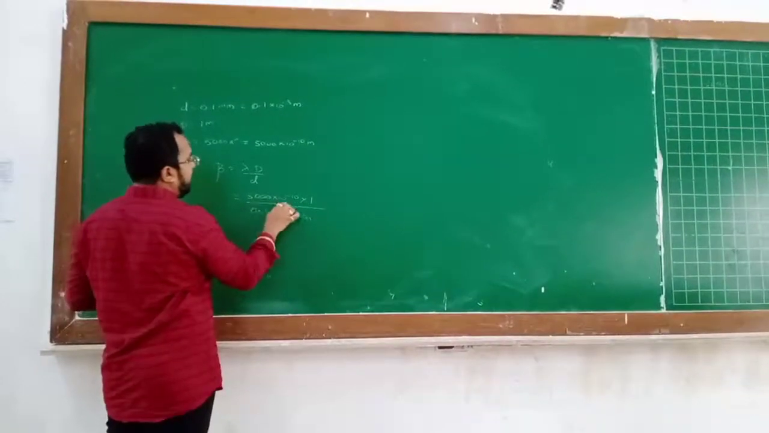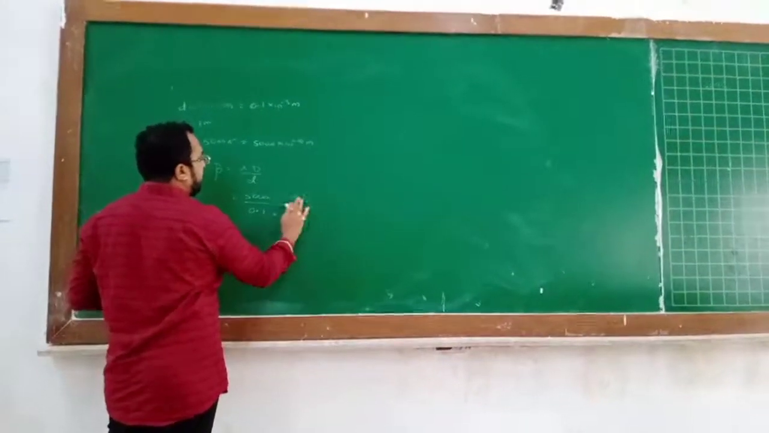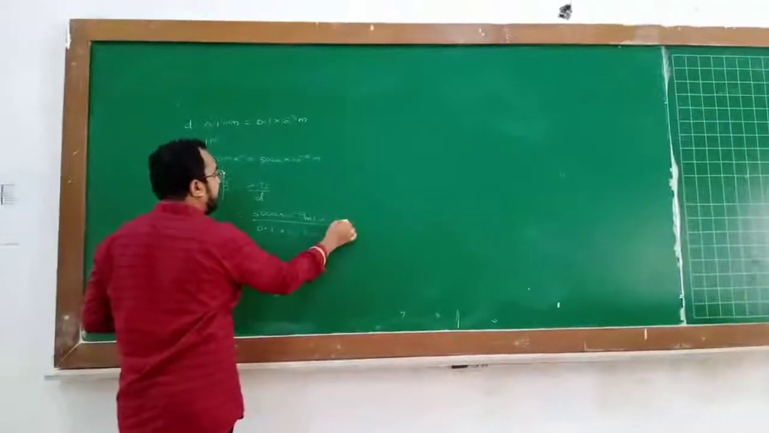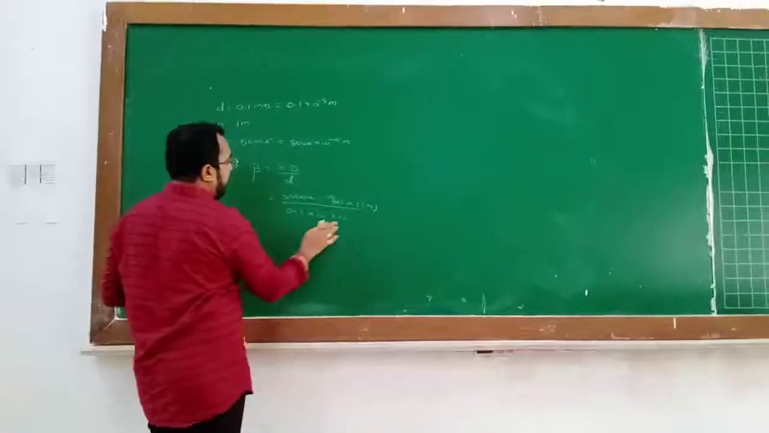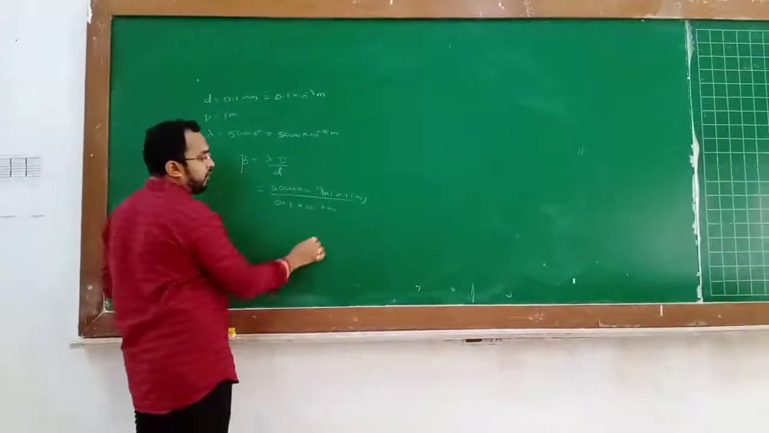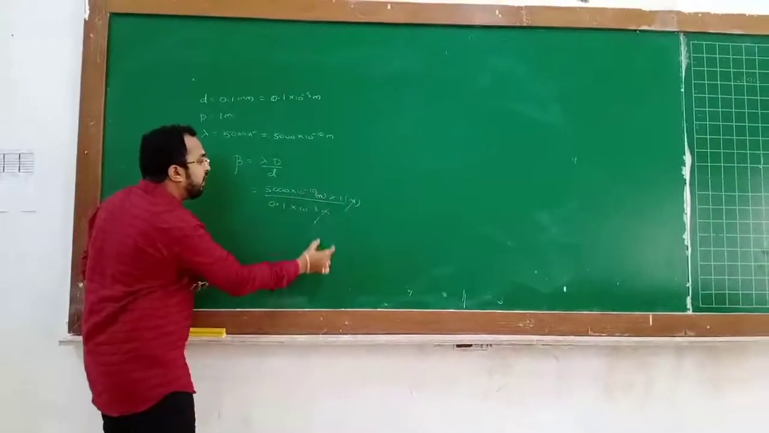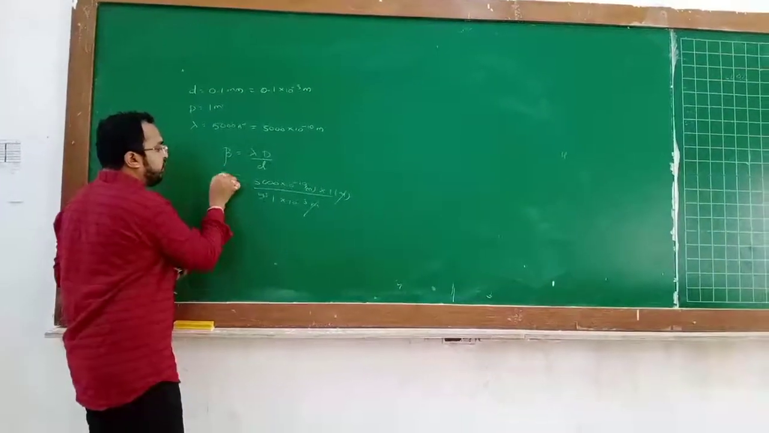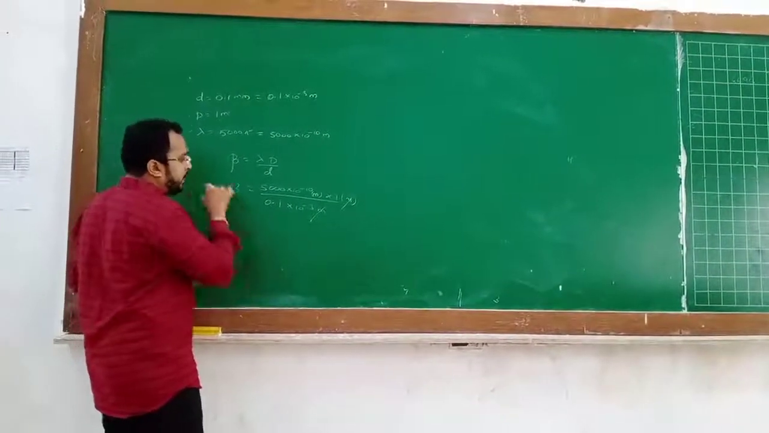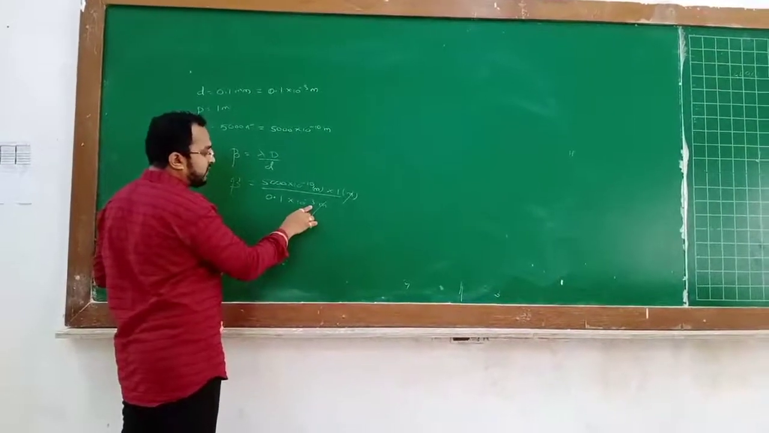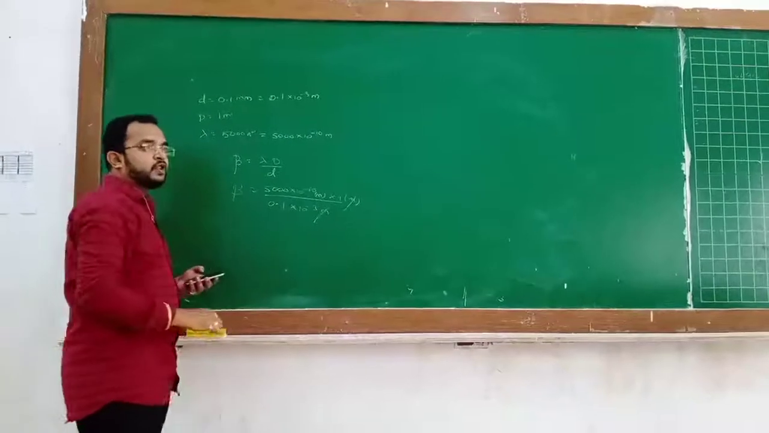Now see, we converted lambda into meters, the capital D value is in meters, and the small d value is also converted into meters. One meter cancels with one meter. The answer will come in meters, because fringe width will also be in meters. Now see how it cancels. 0.1 and 10 raised to the power minus 3 will be 10 raised to the power minus 4.